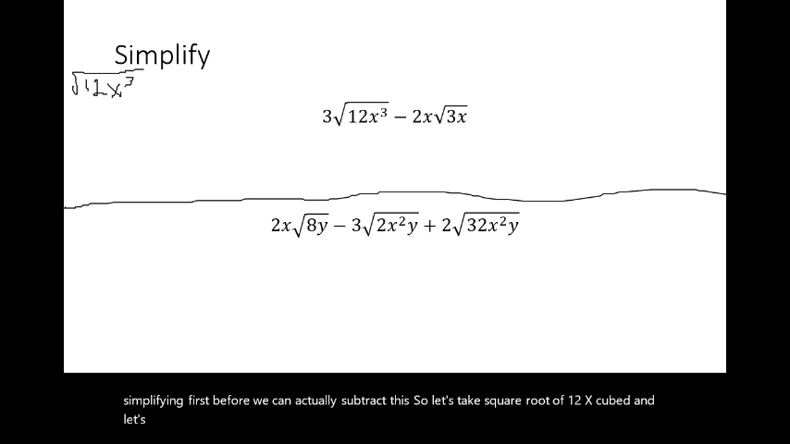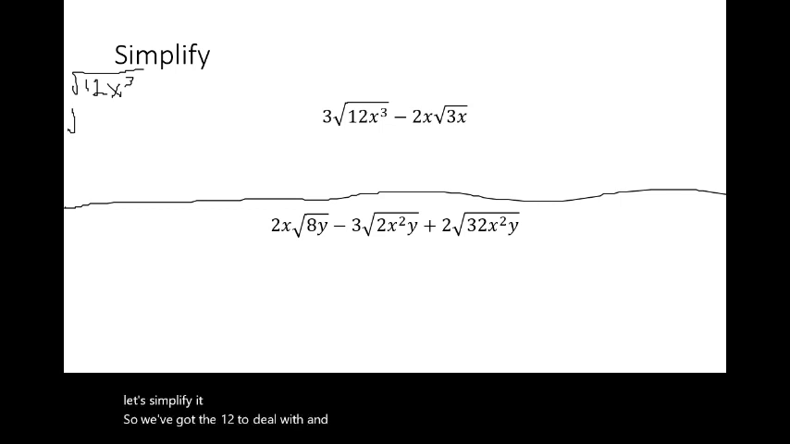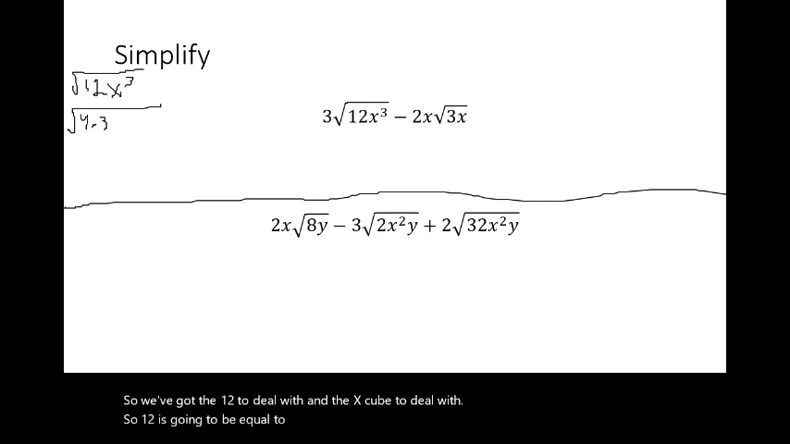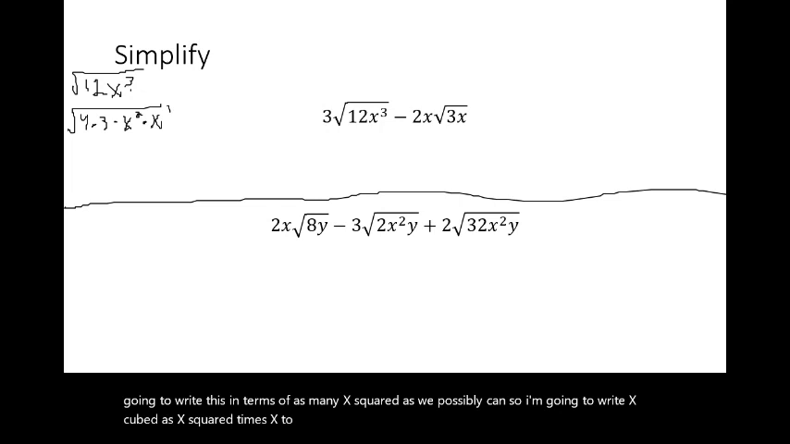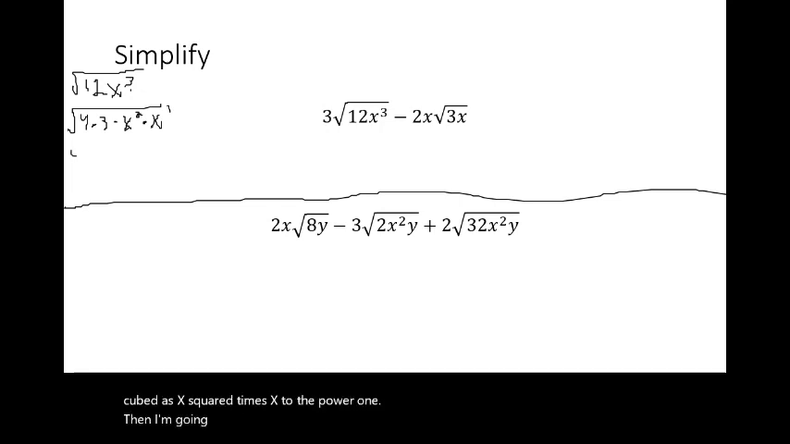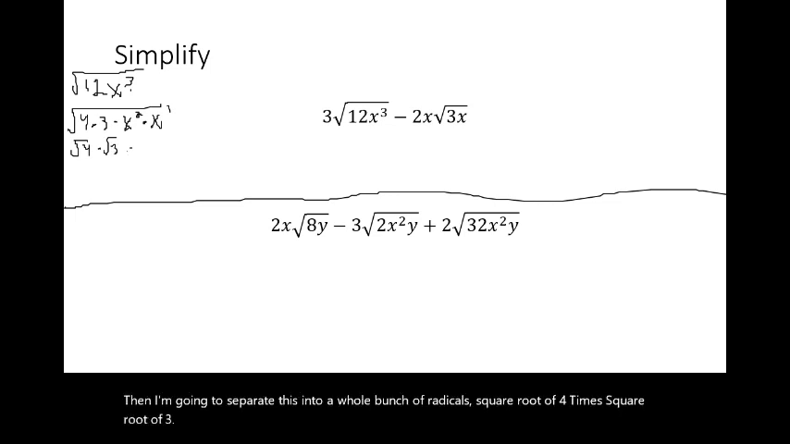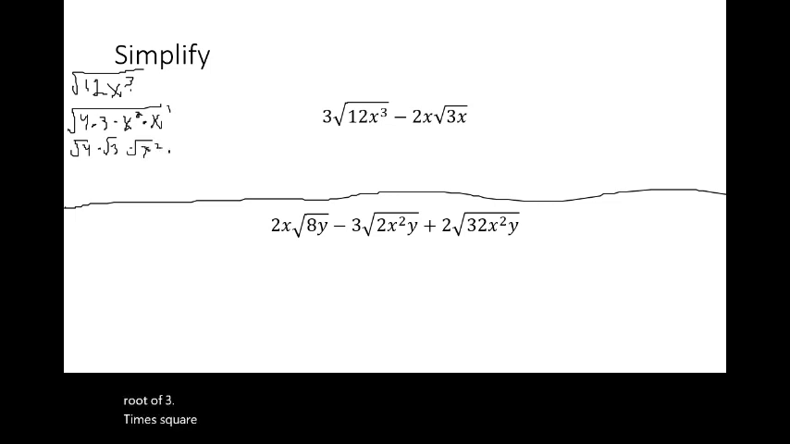So we've got the 12 to deal with and the x cubed to deal with. So 12 is going to be equal to 4 times 3. And then x cubed, since this power is higher than 2, that means this can be simplified. So we're going to write this in terms of as many x squareds as we possibly can. So I'm going to write x cubed as x squared times x to the power 1. Then I'm going to separate this into a whole bunch of radicals, square root of 4 times square root of 3 times square root of x squared times square root of x to the power 1.